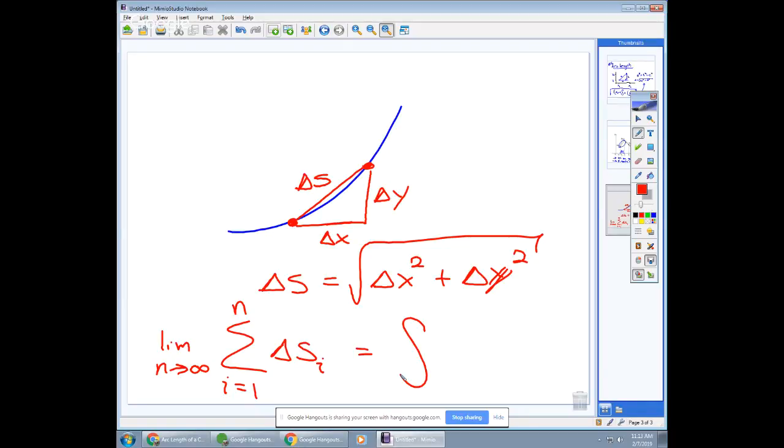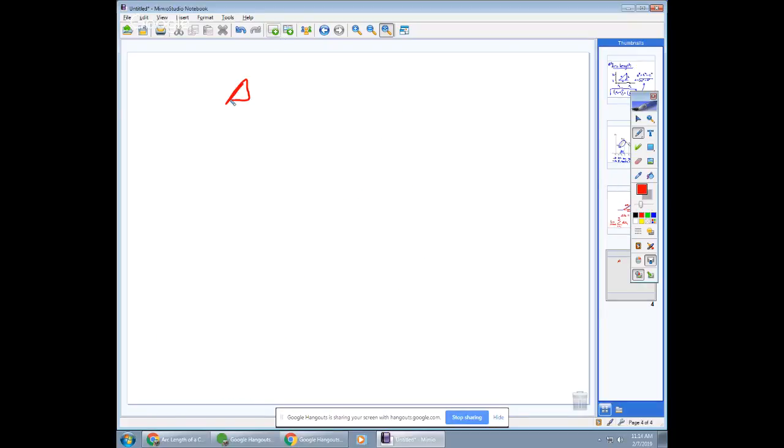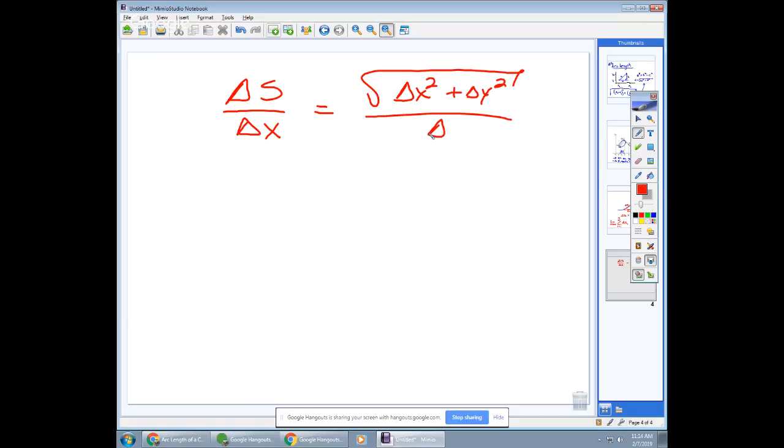So there's a couple different ways to look at it. One way is to look at the rate of change of the arc length. So that would mean looking at the change in the arc length compared to the change in, say, x. So that would be the arc length changing as x changes. Well, my arc length is this crazy square root of delta x squared plus delta y squared. And now I'm dividing it by delta x.